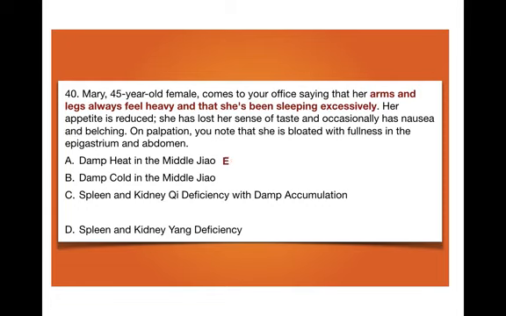Damp heat in the middle jiao, always in excess, always heat, so excess heat. Damp cold in the middle jiao, always excess and cold, so it's excess cold. Then we have spleen and kidney qi deficiency, which we know is deficient, of course, and then damp accumulation, which is excess. So this answer is deficiency and excess. And then with spleen and kidney yang deficiency, we know it's going to be deficiency cold. Very good.